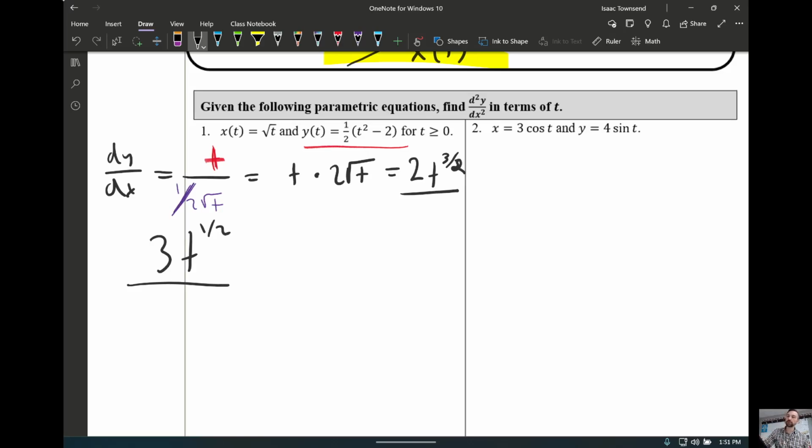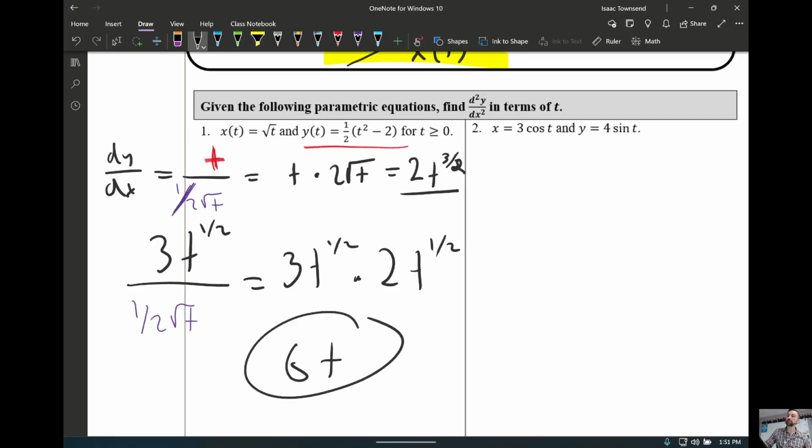Okay, that looks better. Divide it by x prime, which is the same as multiplying by the reciprocal. So in the end, we end up with what? 6t. Very good. So it's not that it's hard, but you can see there's a lot of places you can make really small mistakes if you're not being careful.